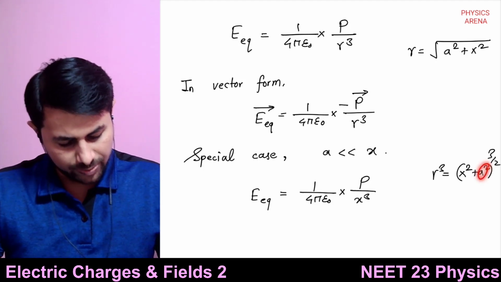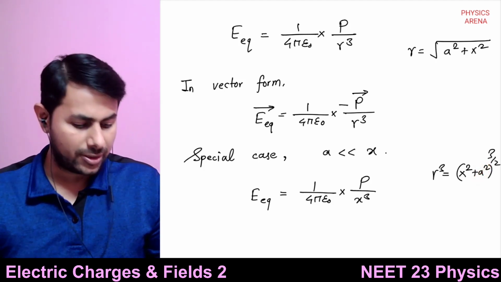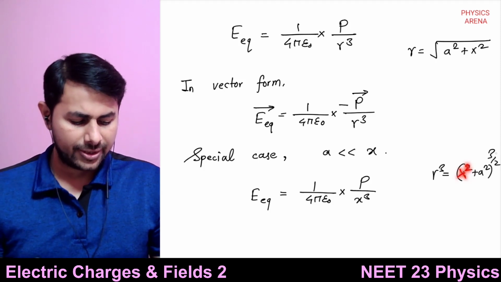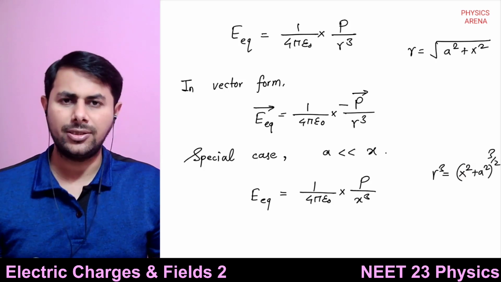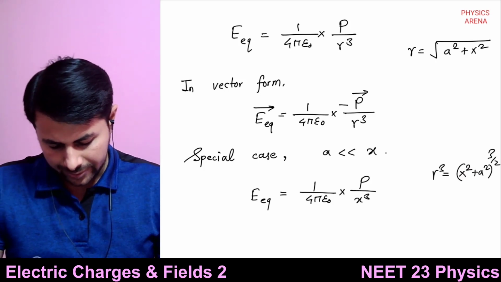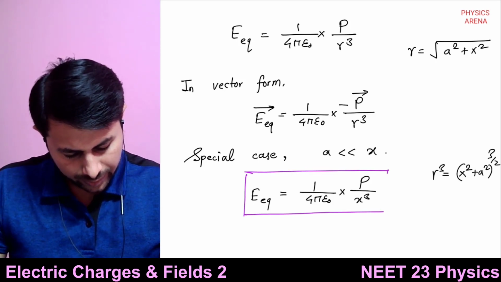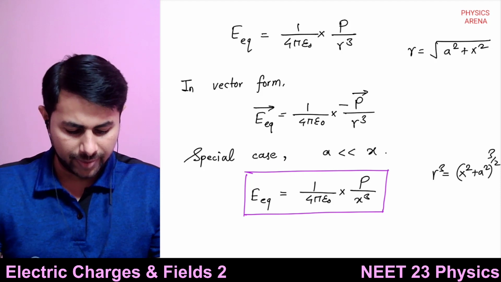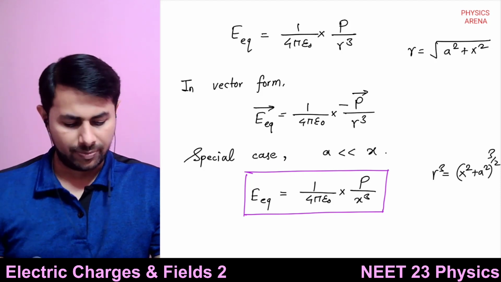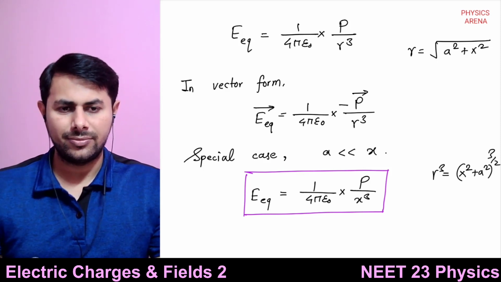So if a is very small, we can neglect it. So a square will be very, very small compared to x square. We can neglect it. So it will be x square raised to 3 by 2, that means x raised to 3. So this is applicable only when the length of the dipole is very small compared to the distance where we want to find out the electric field.